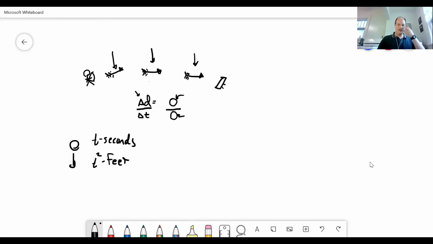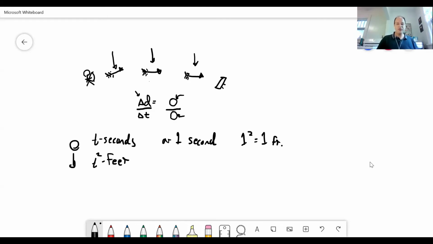Yes, yes, I know it should be 32t squared, but this is just for simplicity's sake. That's not the point of this whole thing. All right, so that means at 1 second, it's at 1 squared, or 1 foot of dropping distance.